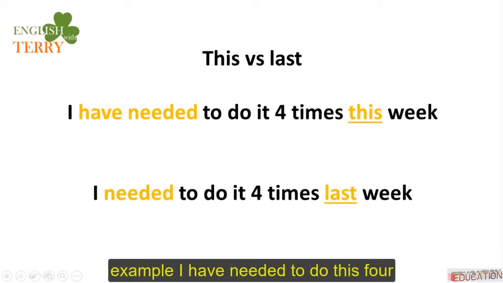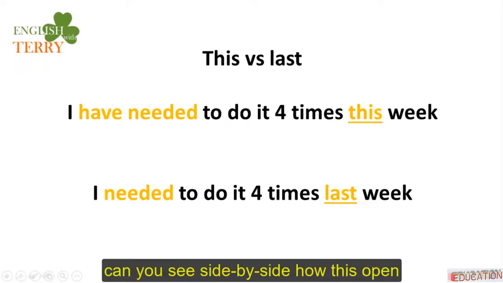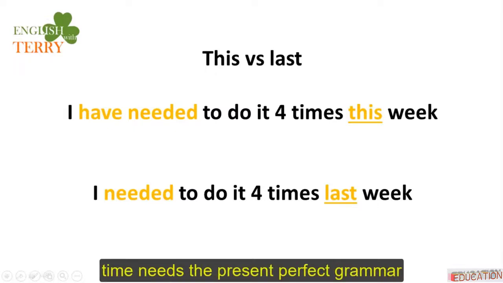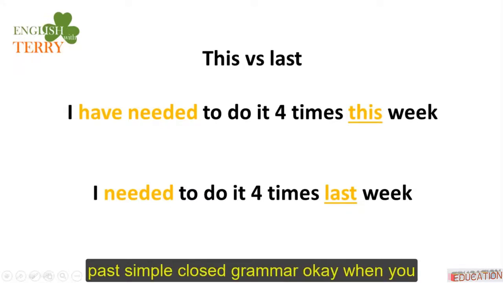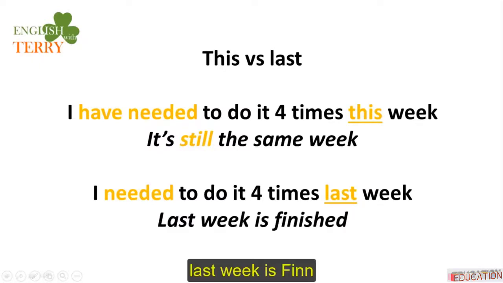So we have this and last, right? For example, I have needed to do this 4 times this week and I needed to do it 4 times last week. Can you see side by side how this open time needs the present perfect grammar this week, and then last week needs that past simple closed grammar, okay? When you say, I have needed to do it 4 times this week, it's still the same week. And then last week is finished.